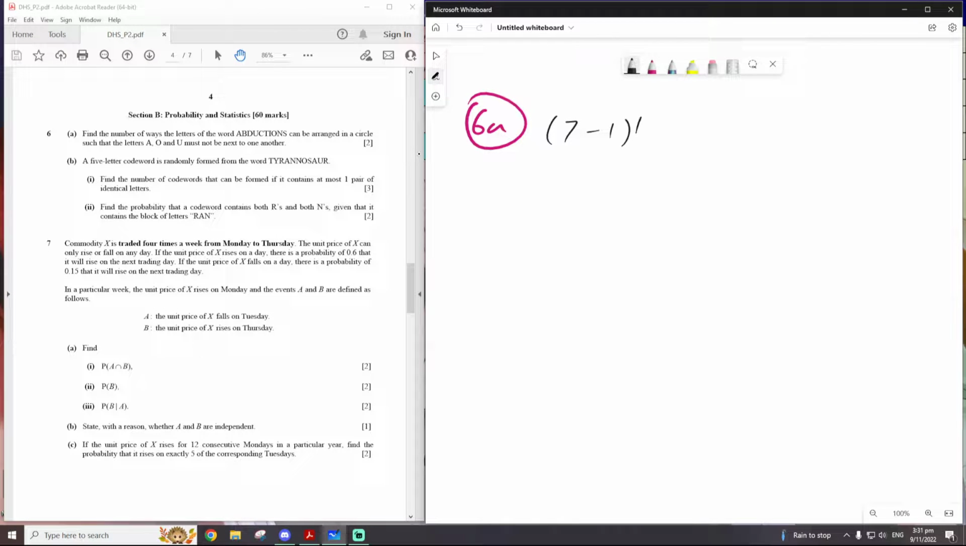Then A, O, and U, we need to put each of these letters into one of the 7 separate gaps, right? Because if you draw the ring of 7 letters, there will be 7 gaps, and you can put A, O, and U into each of those gaps. So you do this times 7 choose 3, and of course you can arrange them in 3 factorial ways. So this will give you the answer, 151,200.